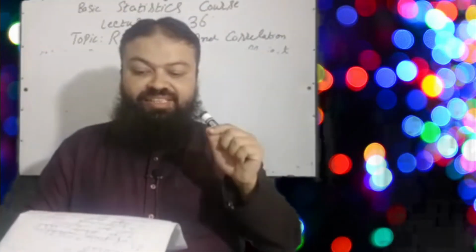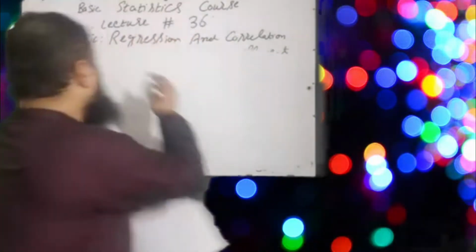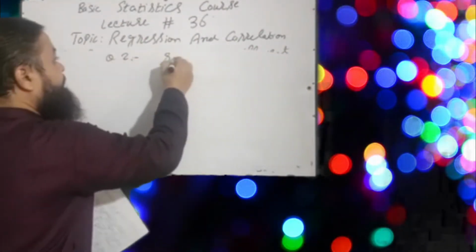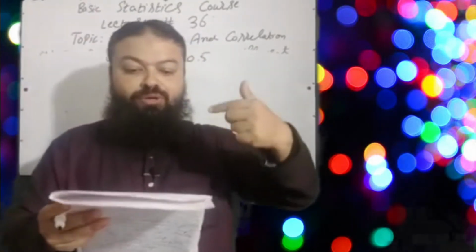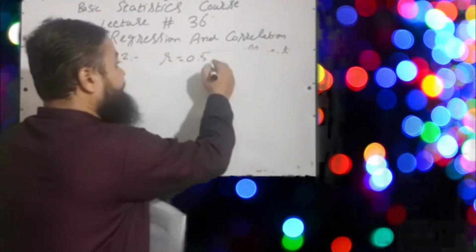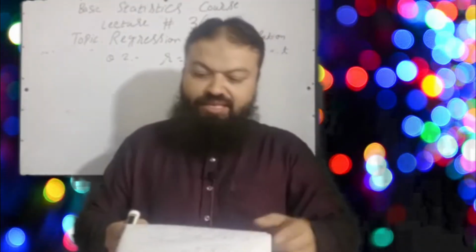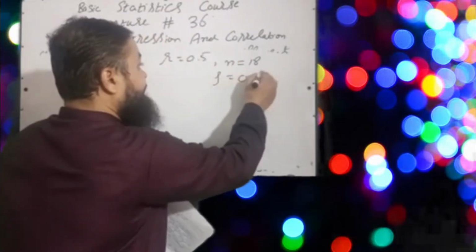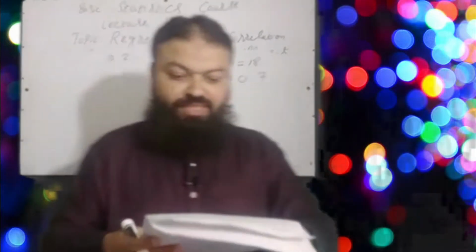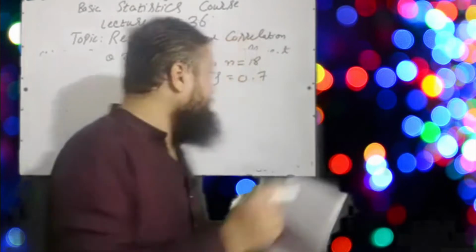For testing the significance of the correlation, a very important question. R is equal to 0.5 from a sample of size 18. N is given, sample size is 18, against the hypothesis that the correlation coefficient rho is equal to 0.7. That is also given. The value of the test statistic is the value of z we are to find.